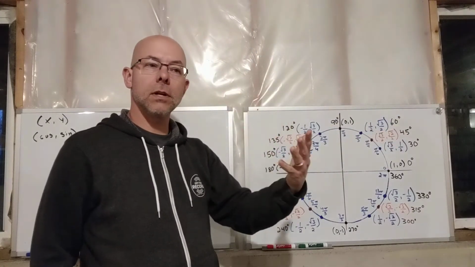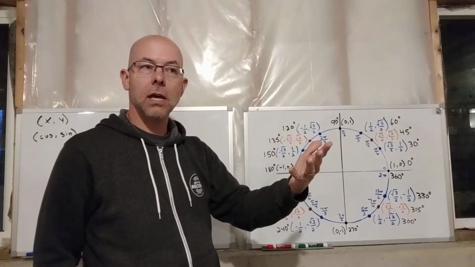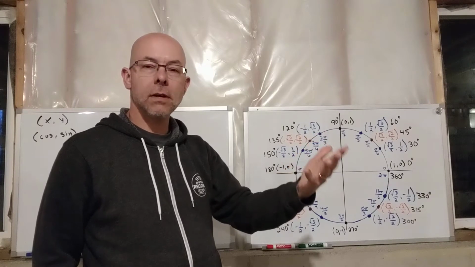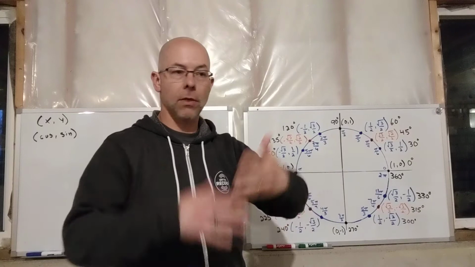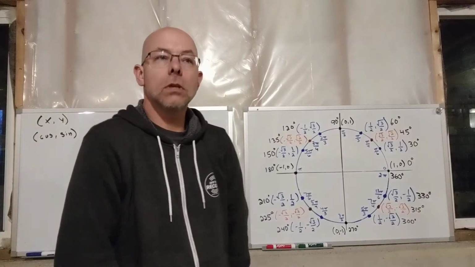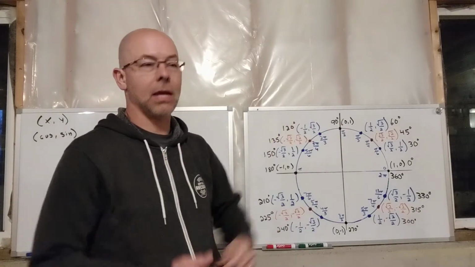Pi over 6 and 30 degrees are the same angle, just like 100 degrees Celsius and 212 degrees Fahrenheit are the same temperature, the boiling point of water. So you can say this, it's the same thing.